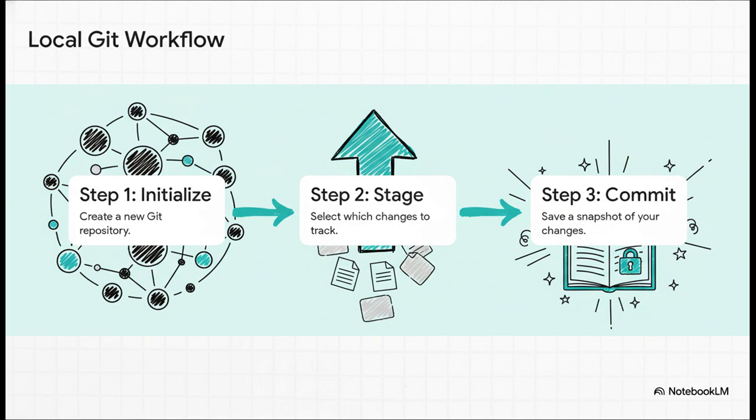Okay, the local Git workflow is basically a simple 3-step process. First, you initialize. That's just you telling Git, hey, pay attention to this folder. Then you stage. This is where you pick the specific changes you want to save. It's kind of like putting items in your shopping cart before you check out. And finally, you commit. This is the checkout. You take a permanent snapshot of everything in your cart and save it to your project's history with a little note about what you did.